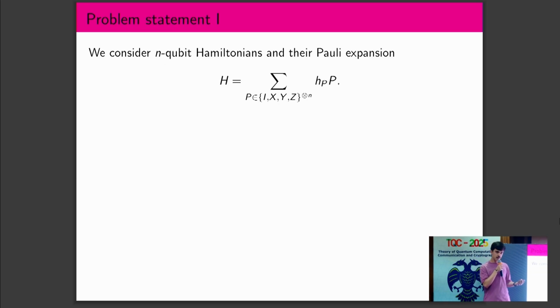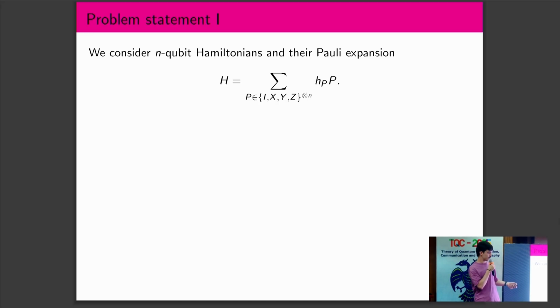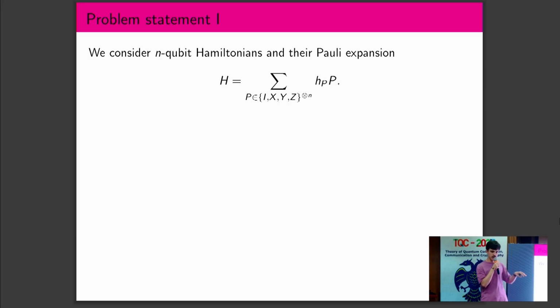Now let me be more formal and state mathematically what is the problem that we are going to care about. We are going to consider n-qubit Hamiltonians, which are self-adjoint matrices of dimension 2 to the n, and we are going to look at them through their Pauli expansion, meaning that we consider Hamiltonians as linear combinations of Pauli operators. Here, the coefficients that appear in this linear combination are the Pauli coefficients. Usually, the property of locality is defined as: a Hamiltonian is local if and only if it can be written as a sum of Hamiltonians that act non-trivially on at most a few places, meaning that they are identity tensor whatever Hamiltonian that only acts in a few places.